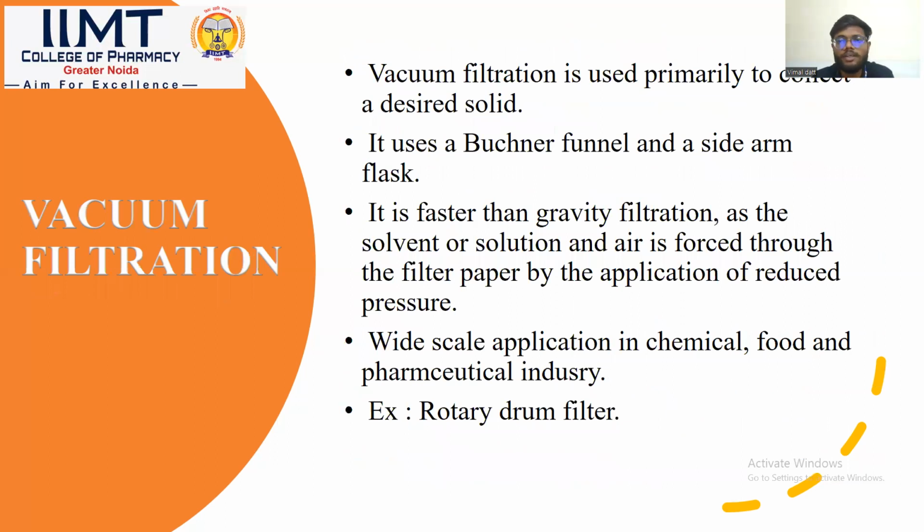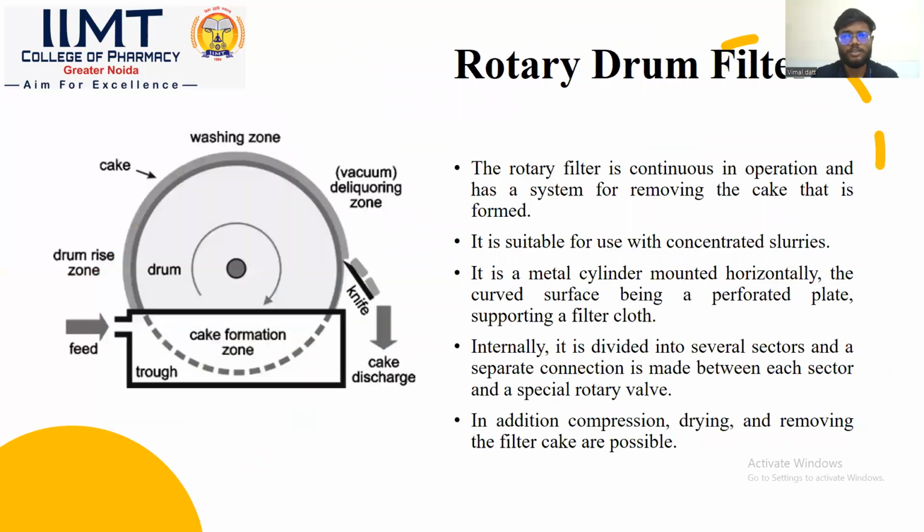The second one is vacuum filtration. Vacuum filtration is used primarily to collect a desired solid. It uses a Buchner funnel and a side arm flask. It is faster than gravity filtration as the solvent or solution and air are forced through the filter paper by the application of reduced pressure. It has wide scale application in the chemical, food, and pharmaceutical industry. An example is the rotary drum filter.